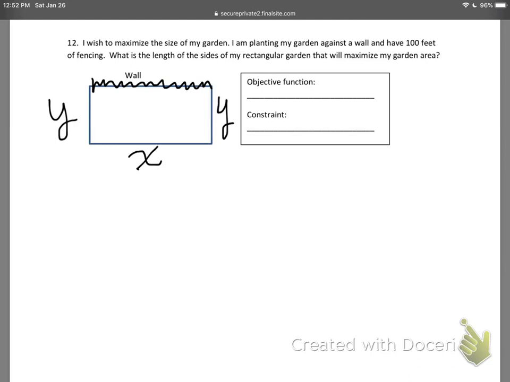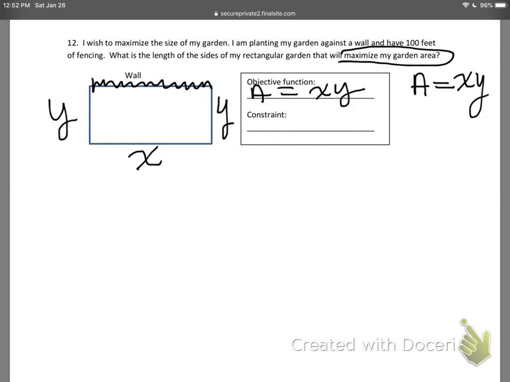Okay, so now it says, what is the length of the sides of my rectangular garden that will maximize my garden area? So we want to maximize area. So area equals x times y. All right, so that's going to be my objective function. My constraint is that I have 100 feet of fencing, so that's a perimeter. So 100 is going to equal y plus y plus x. So that makes it x plus 2y, not plus y squared. So make sure you don't make a mistake with that. It's easy to do. All right, so let's get my equation for area, because I'm going to maximize that.